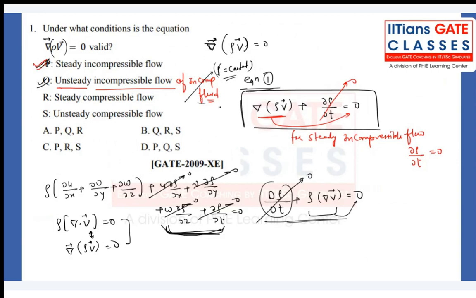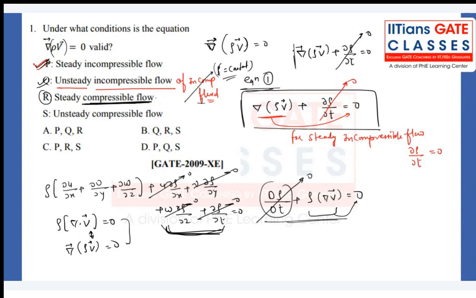Tell me, guys. Automatically that term will be gone. Whatever the function of time, dou rho by dou t, automatically that will be gone because density will be constant. Now further tell me, what about R statement? Is steady compressible flow. Compressible flow means what? Density can be the function of x, y, z. So here what we can write? Del dot rho V plus dou rho by dou t equal to 0. But it is steady, so that is equal to 0.